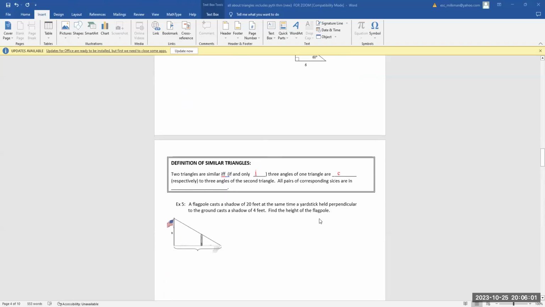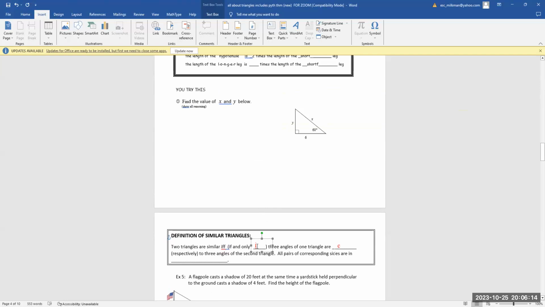Okay, now I want to talk to you about what's called similar triangles. Two triangles are similar, IFF. IFF stands for, again, if and only if.